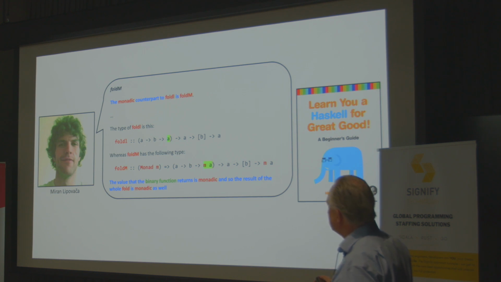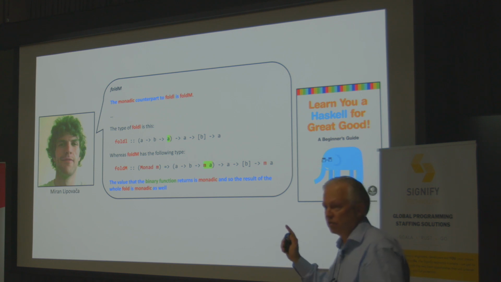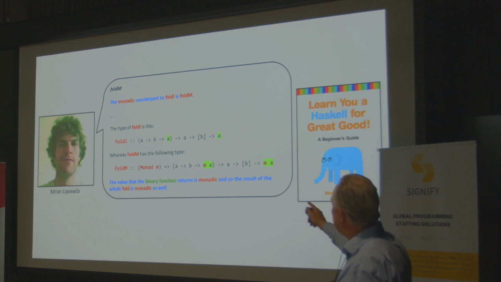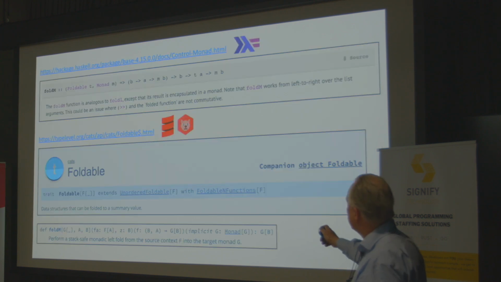Now let's compare the signatures of the left fold with foldM, the one we are interested in. Where the left fold takes a binary operation that returns an A, foldM takes a binary operation that also returns an A, but in a monadic context. And where the left fold overall returns an A, foldM also returns an A, but in a monadic context. You can find foldM in Foldable, in cats.